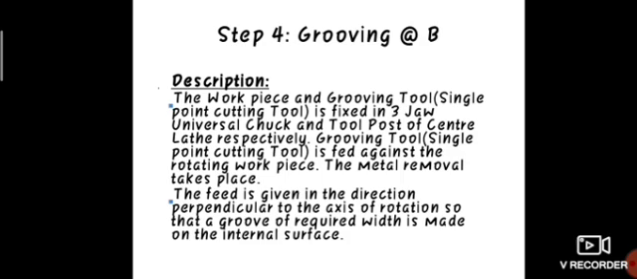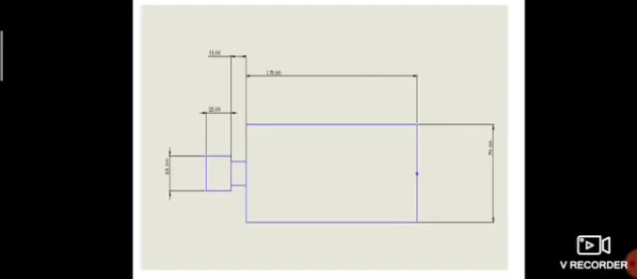The workpiece and the grooving tool are fixed in the 3 jaw universal chuck and the tool post of the center lathe. The tool is fed against the rotation. The metal removal will take place. The feed is given in the direction perpendicular to the axis of the rotation. The groove required is made in the surface as shown in the figure. It is 15 cross 15.